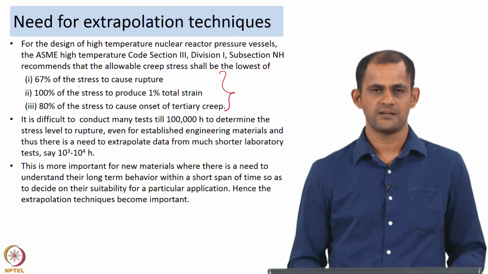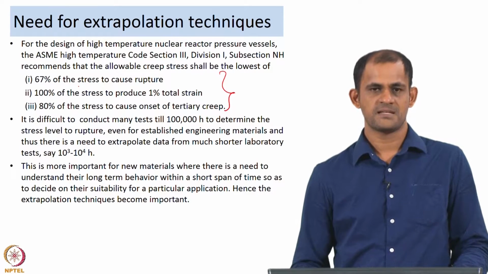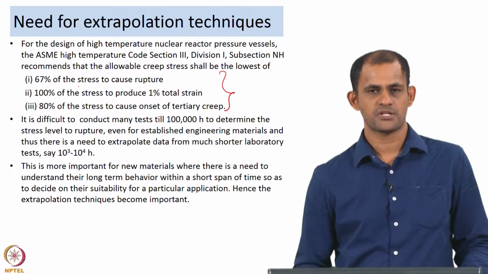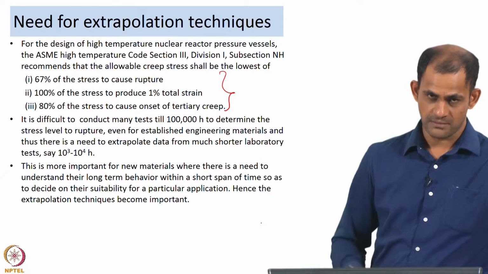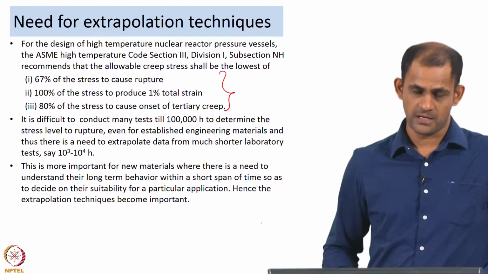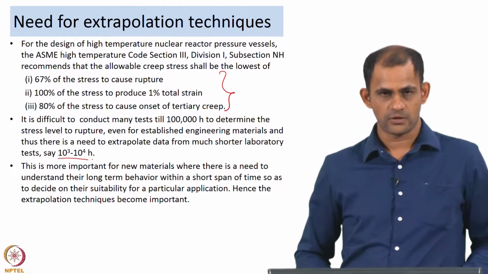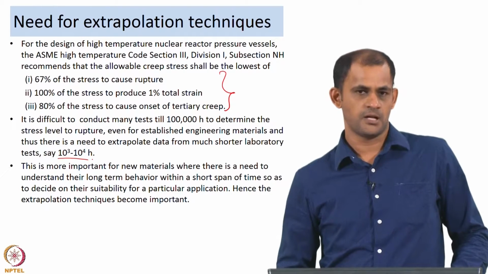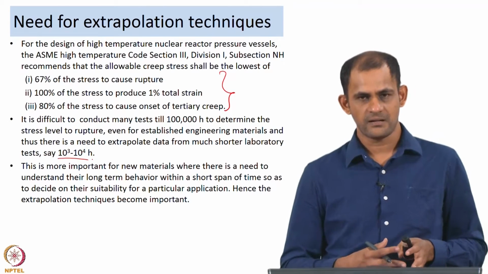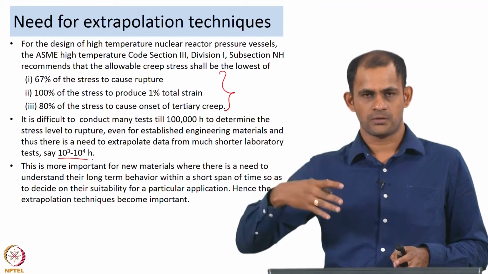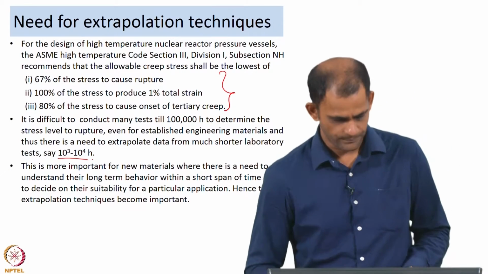Now, this is not practically feasible, and hence for established engineering materials, there is a need for extrapolating data from much shorter laboratory tests to this long term performance. So, in order to know the stress level at which the material will fail in 10,000 or 100,000 hours, you may have to carry out tests say up to 1000 or 10,000 hours, which is significantly lower time. So, you can carry out tests for this shorter duration of time and use the data to extrapolate and predict the behavior of the material for longer term properties.